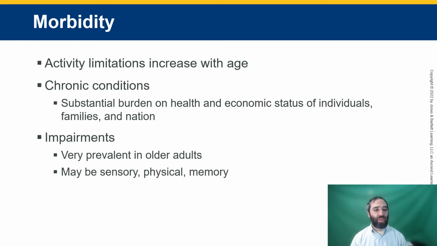Impairments are very prevalent in older adults. I think of things like the sense of taste and sight and smell, right? Could be related to memory or physical movements. They're just more common among elderly.